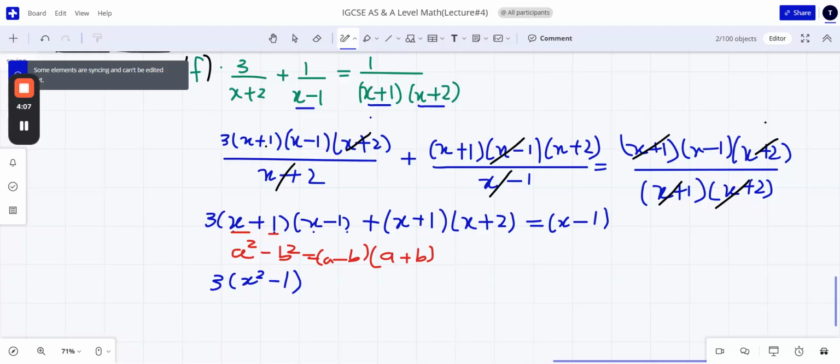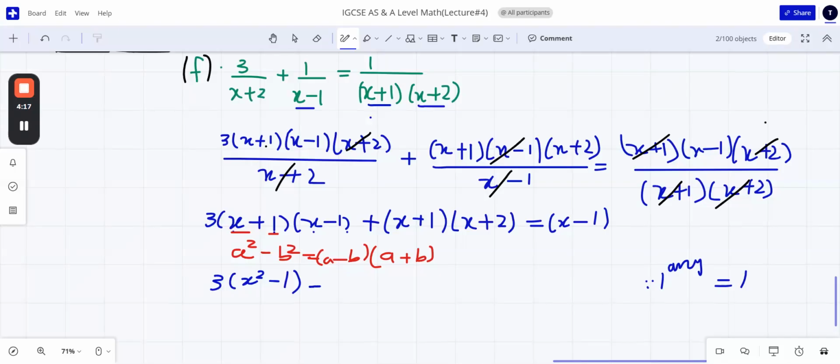Any power of 1 equals 1. So now plus, we will here multiply the values again. The first value we will multiply with the last two, then the second value with the last two values. So it would be x square plus x and plus 2x. 2 times x would be 2x plus 2 equals to x minus 1.